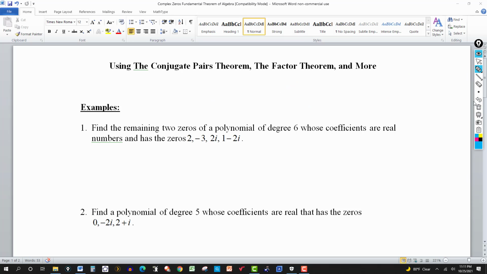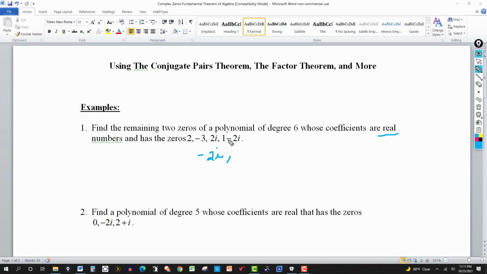So now from that, let's look at the first problem. It says find the remaining 2 zeros of a polynomial of degree 6 whose coefficients are real. Okay, so now again, coefficients are real. So we have 2 real zeros, 2 and -3, and then 2i and 1 minus 2i are zeros. Okay, based on the conjugate pairs theorem, if 2i is a zero, then the conjugate, sorry, this should be minus 2i. If 2i is a zero, then minus 2i has to be a zero.